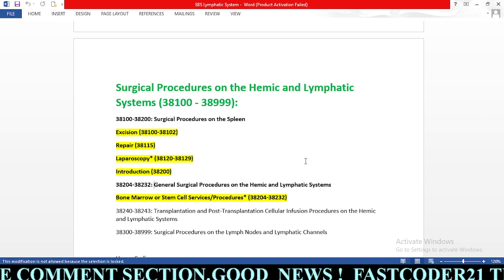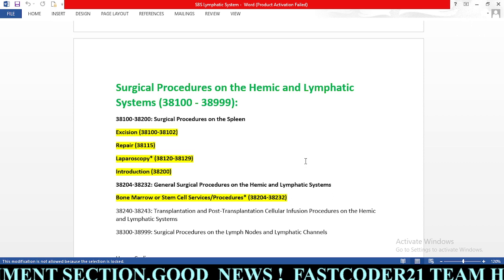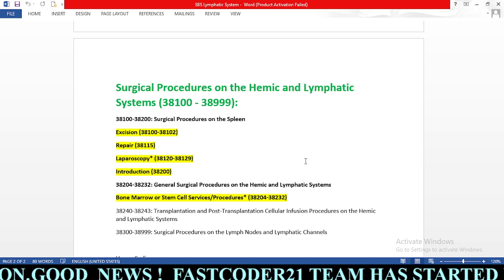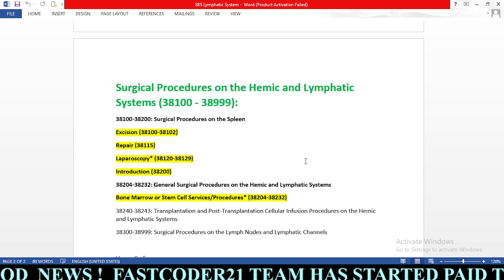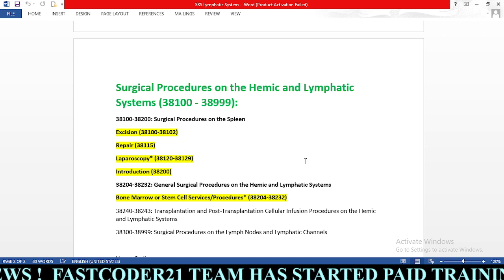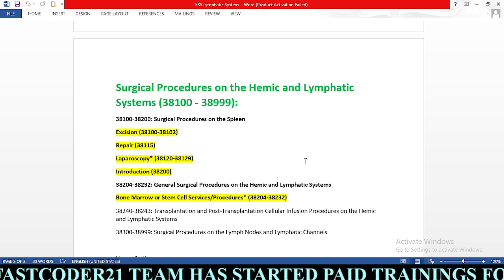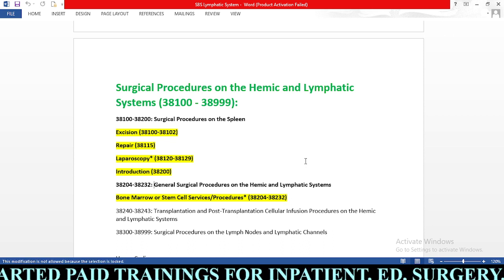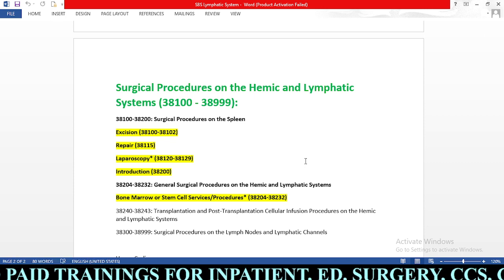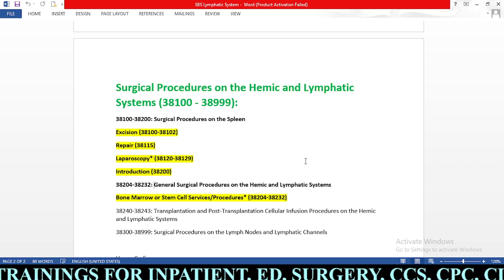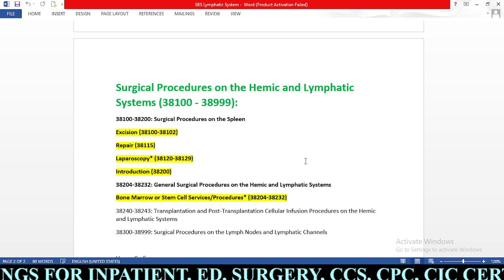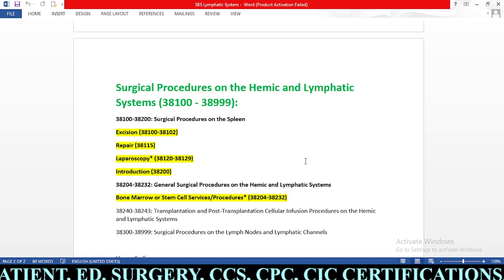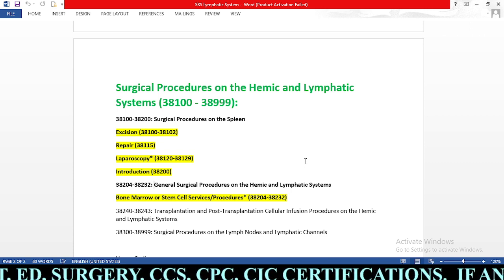If you check, we have different codes for transplant preparation of hemopoietic progenitor cells, cryopreservation and storage, and thawing of previously frozen harvest. These are not common, so we need not worry about these codes. One of the most important codes in this section is diagnostic bone marrow aspiration and also biopsy. Here we have 38220 for diagnostic bone marrow aspiration and 38221 for biopsy.